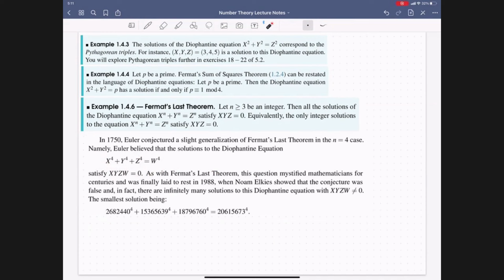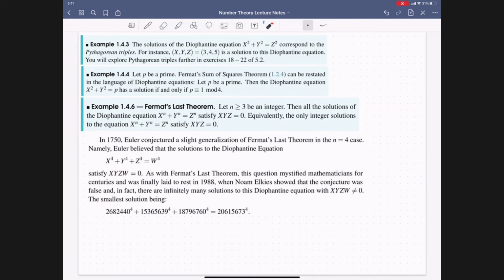And this went unanswered for a good chunk of time until 1988, when it was finally shown by Noam Elkies to be false. And Elkies found the following counterexample. The smallest solution is this one.